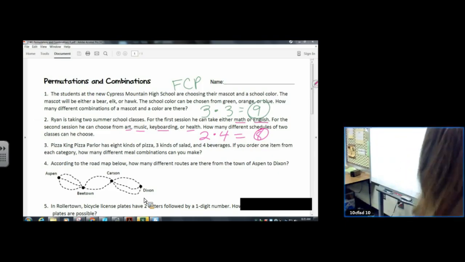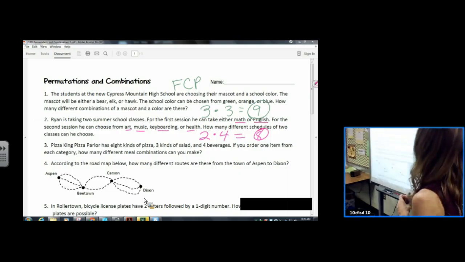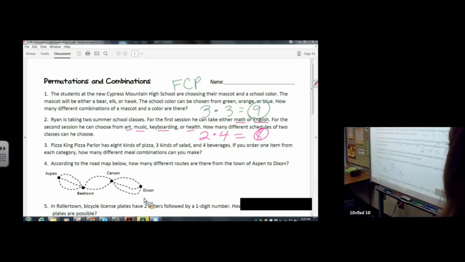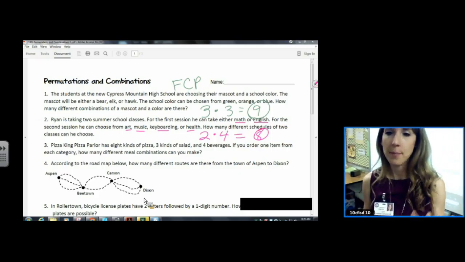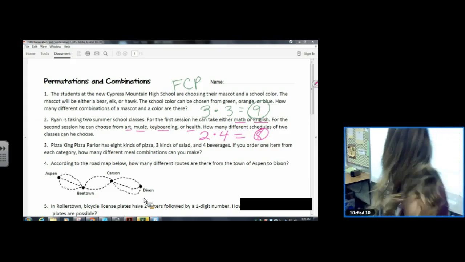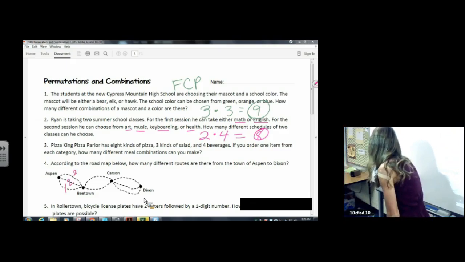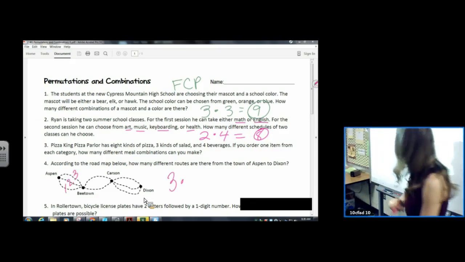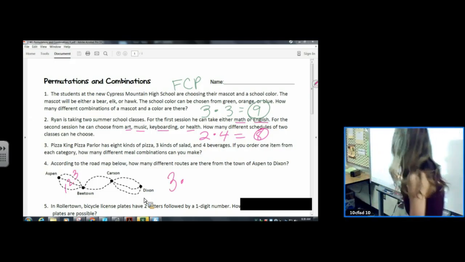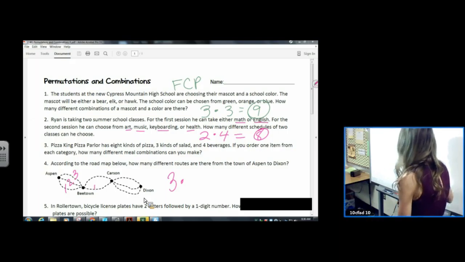Number 4, according to the road map below, how many different routes are there from the town of Aspen to Dixon? So let's do one category at a time. From Aspen to B-Town. Those are cool names. How many choices do we have? So in category 1, there's 3 choices. All right, now we're going from B-Town to Carson. How many choices? There's only 2 roads.